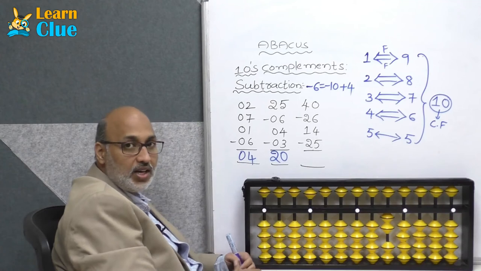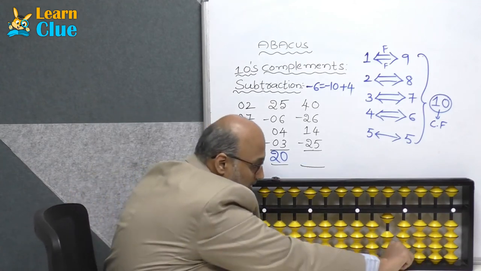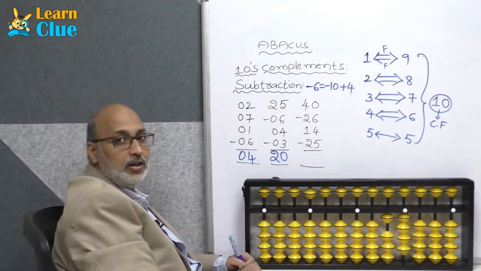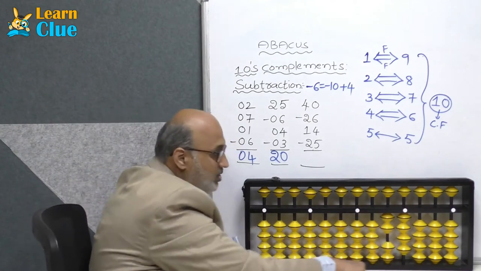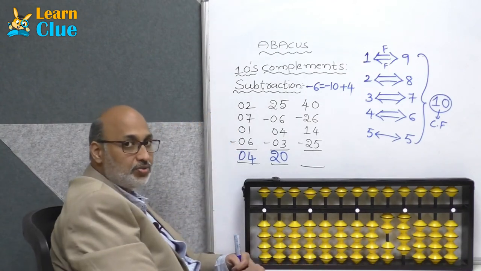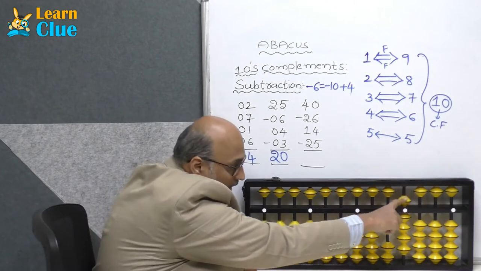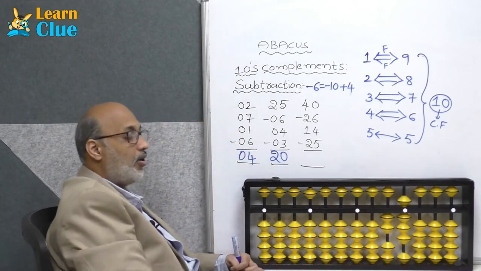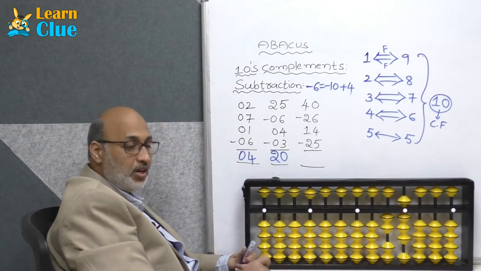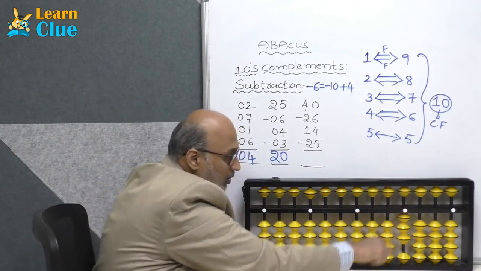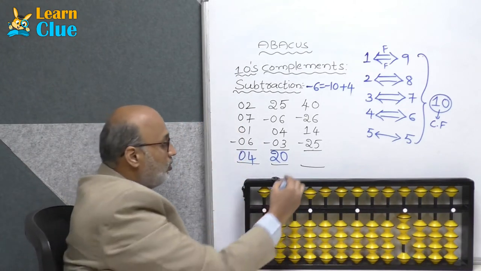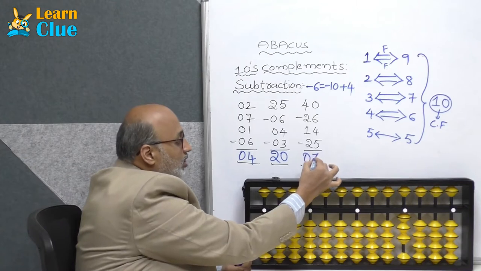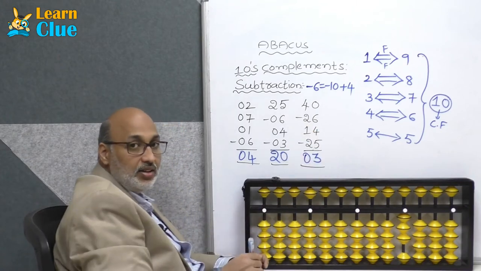Who is the friend of 6? 4. Minus 10 plus 4. Plus 14, plus 10, plus 4. Plus 4 is nothing but plus 5, minus 1. Okay. Now they are asking minus 25. Minus 20, minus 5. Now the answer is 3.